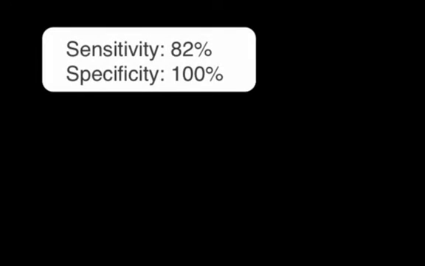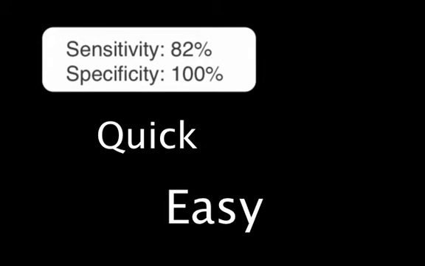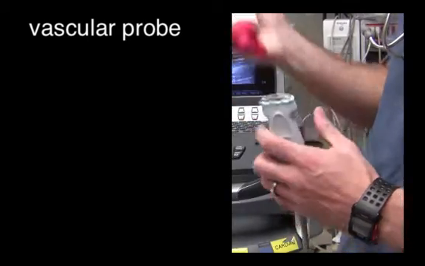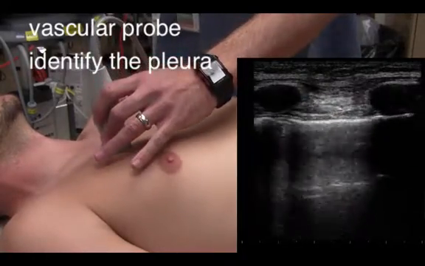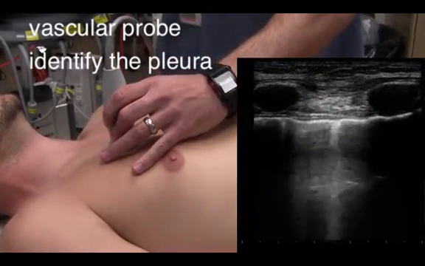Let's sum up. Ultrasound is sensitive, it's quick, and it's easy. I think it's definitely worth your time to learn it. To generate the images, we're going to use our vascular probe. We're going to put some gel on it. We're going to put it on the anterior chest wall. We're going to identify the pleura using the ribs as a landmark.